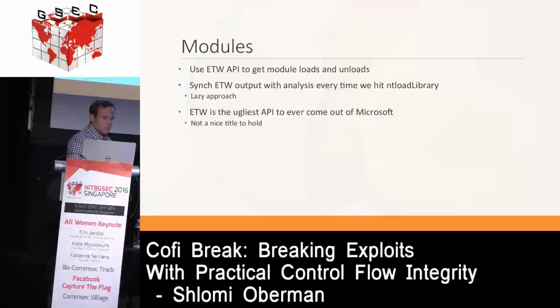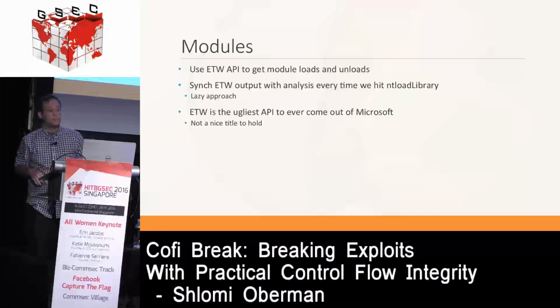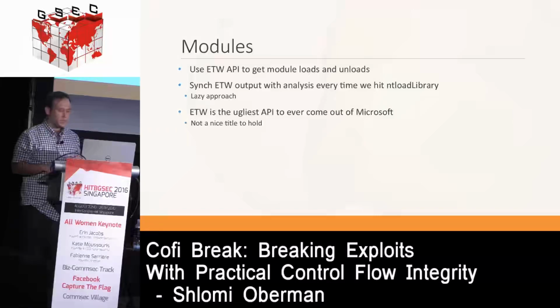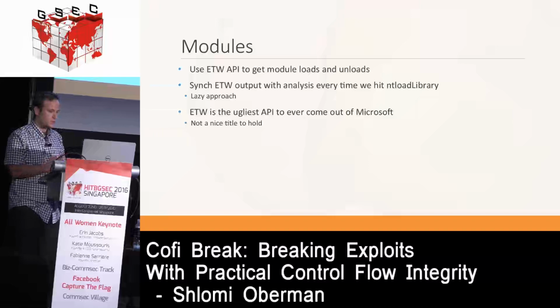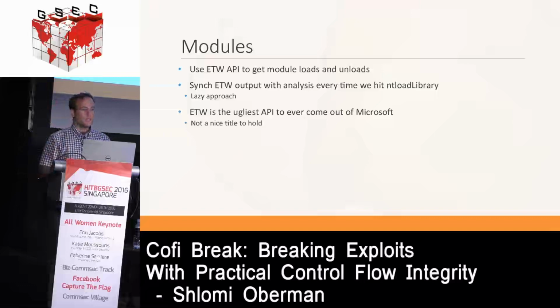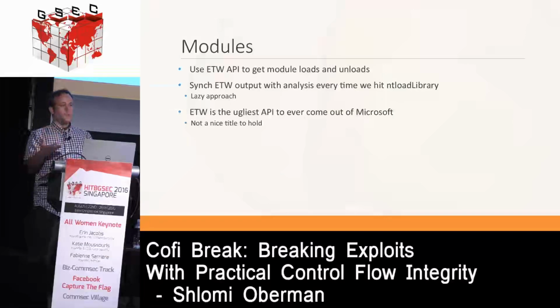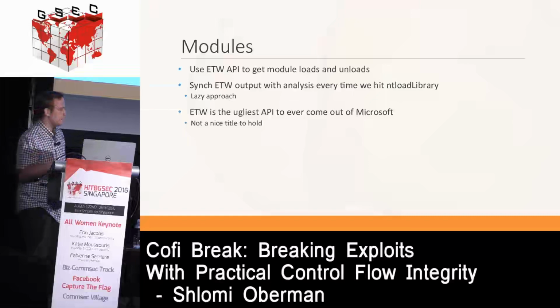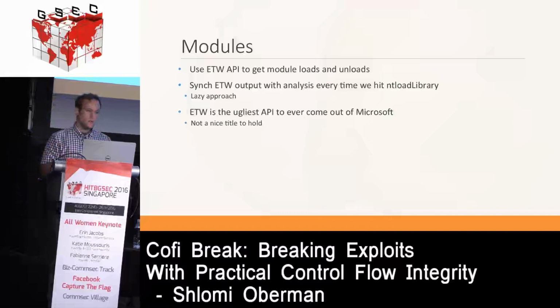So I use ETW, the Event Tracing for Windows API, quite an ugly API to use, one of the ugliest Microsoft has produced, in order to get module loading and unloading, and the trace itself, in order to sync the module loads and unloads between the trace and the module loading and unloading. So we actually can see every time the trace reaches NtLoadLibrary or similar functions that cause a module loading, and then we can load the required module into memory, which we have on disk.